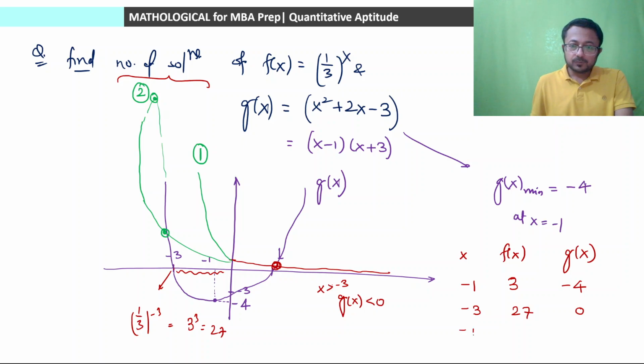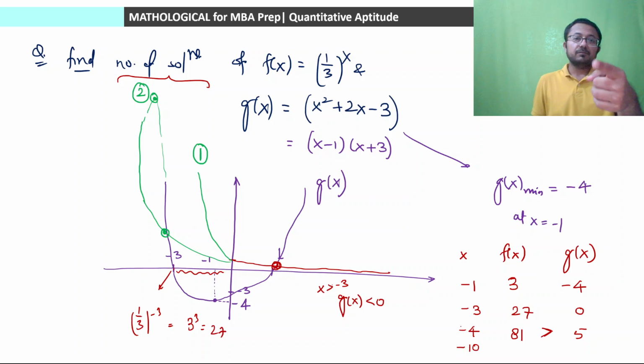At x equal to -4, fx will be 1 by 3 to the power -4 or 3 to the power 4, which is equal to 81. जबकि gx हमारा क्या होगा at x equal to -4 पे, this will be -4 -1, यानी कि -5 into -1, that is equal to 5 only. So clearly this is much larger. Much larger. अगर हम और बड़ी वैल्यू लें, let us say we take x equal to -10.